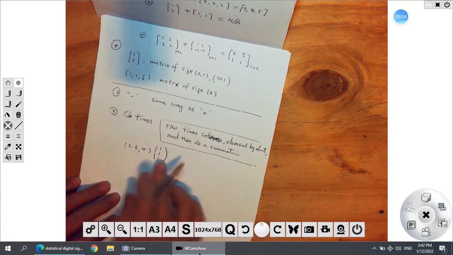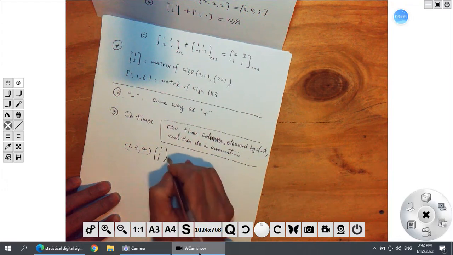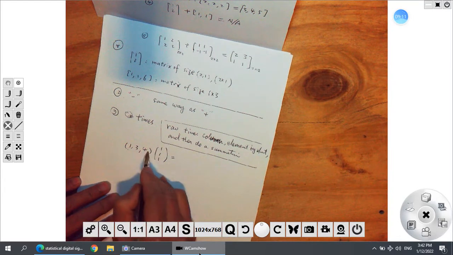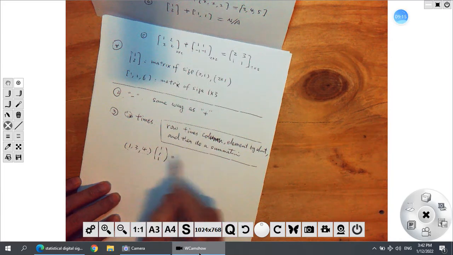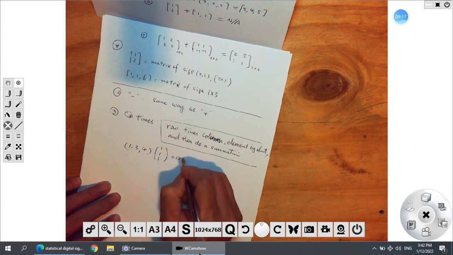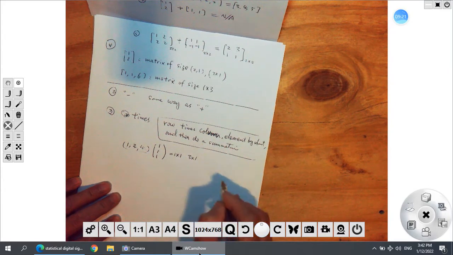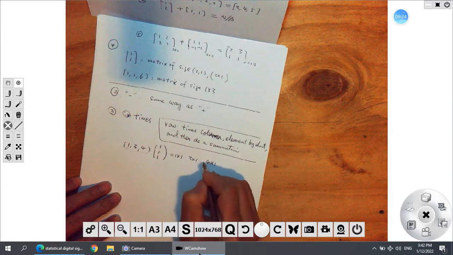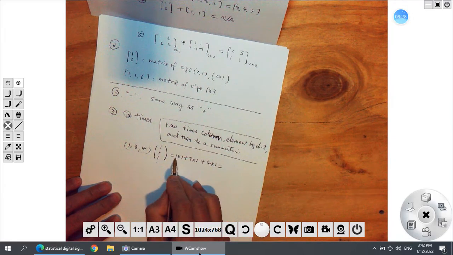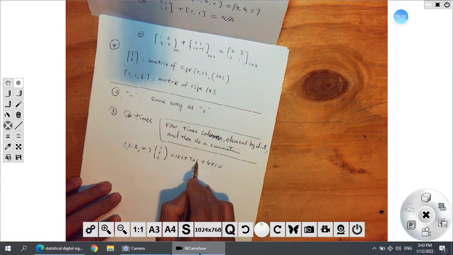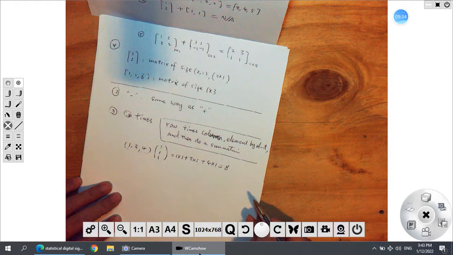This is a row vector, this is a column vector. I can multiply them together. Row times column, element by element, and do summation. So 1 times 1, 3 times 1, and 4 times 1, and then do summation. I can get one number. This is 1 plus 3 plus 4, it's 8. Okay, it's like this.